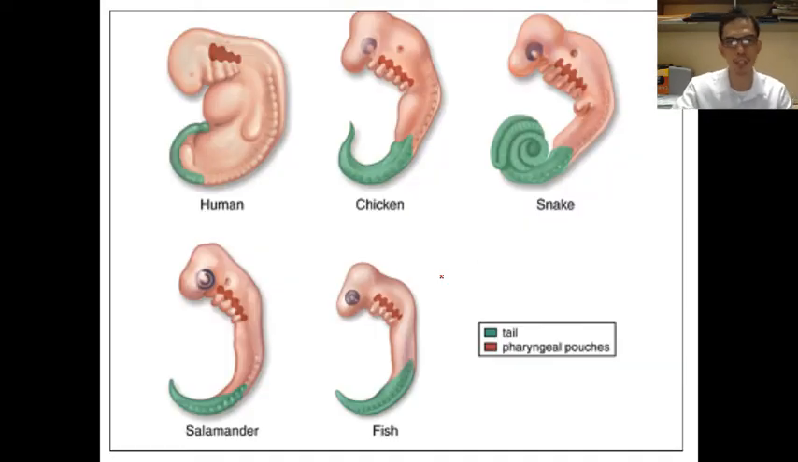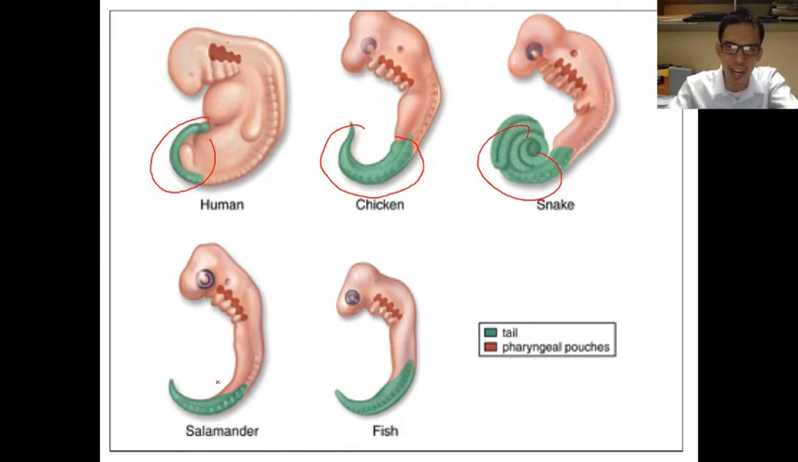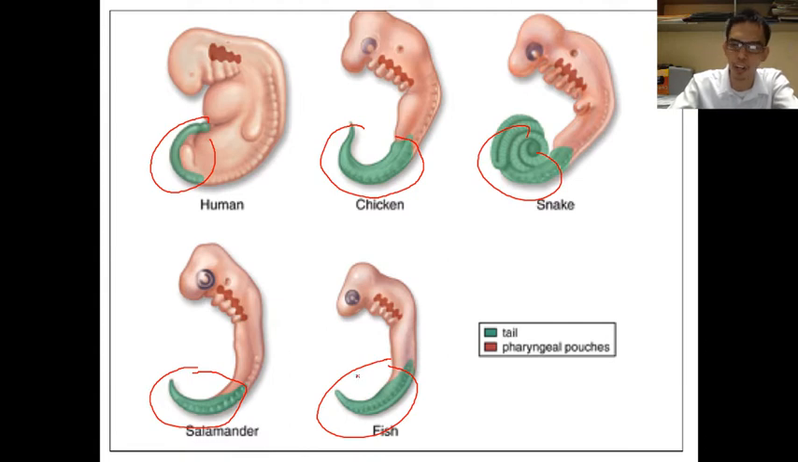So what do we have right here? In this picture you will see that the tail region, this green one, is seen in all organisms in early development. Humans have tails, chickens have tails, snakes have tails, salamanders have tails, and fish have tails. So what does it mean? For you, what does it mean? Just leave your answer in the comment section.